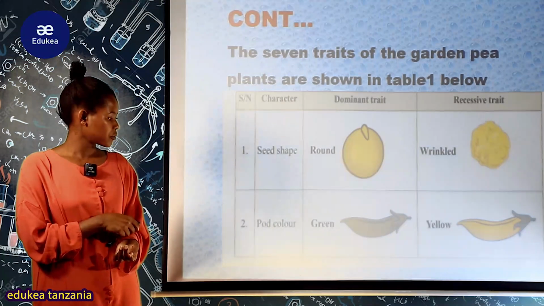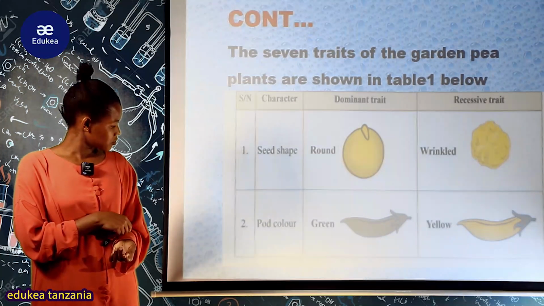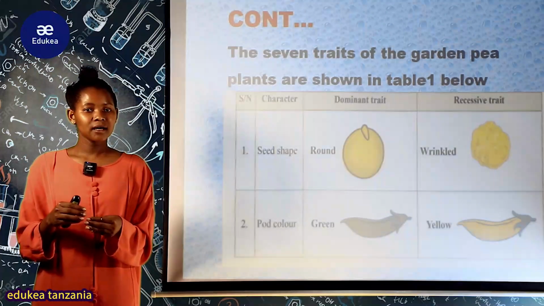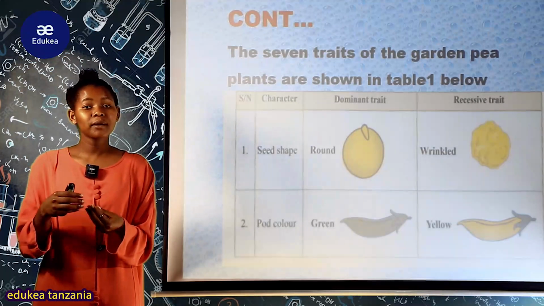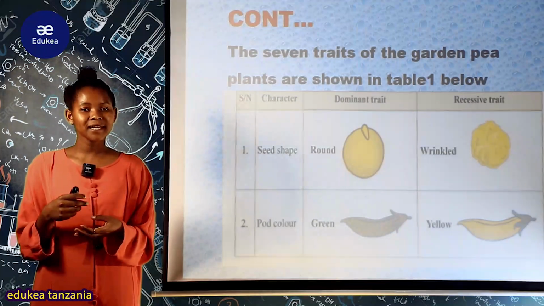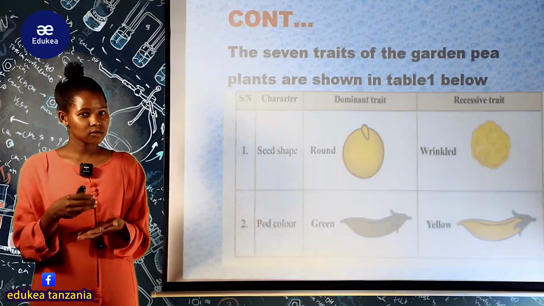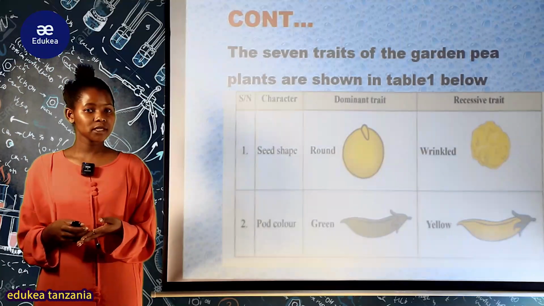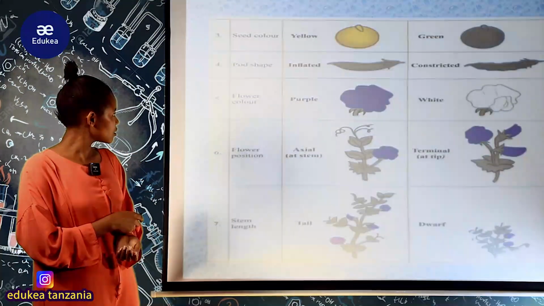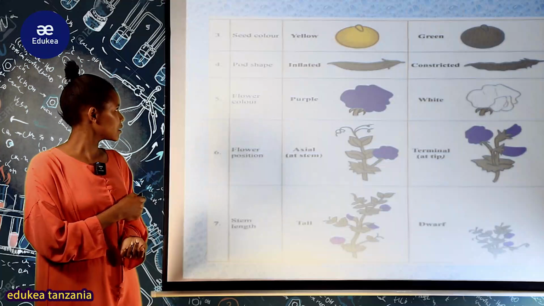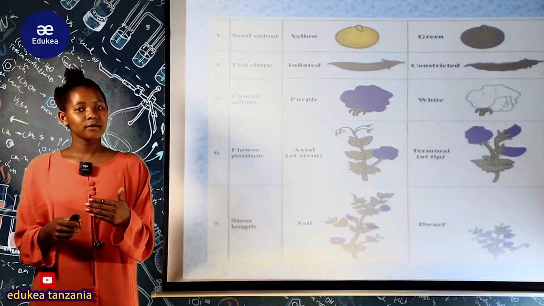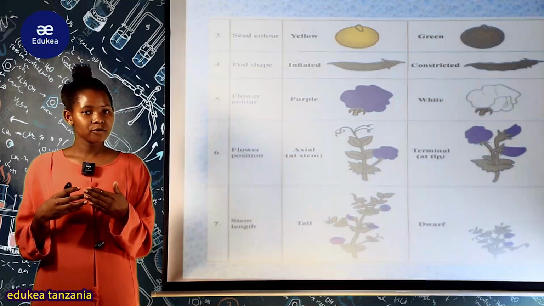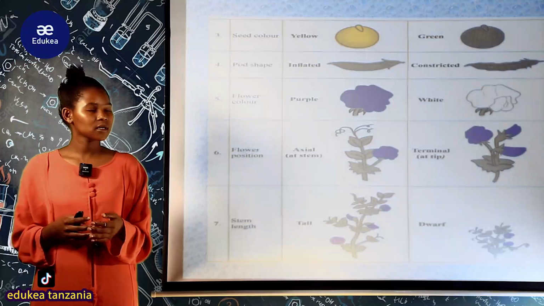ni wrinkled shape. Another trait ilikuwa ni pod color, ambako pod color tunazungumzia color ya ile tuseme ule mmea au tunda la ule mmea kava lake la nje. Dominant akatuambia kwamba ilikuwa ni green but recessive ilikuwa ni yellow. Na when we talk about pea tunazungumzia njegere. Another character ambayo Gregory Mendel alitumia is seed color, ambapo kwenye seed color for dominant one akaconsider the pea as yellow na for recessive one akaiconsider kama green.